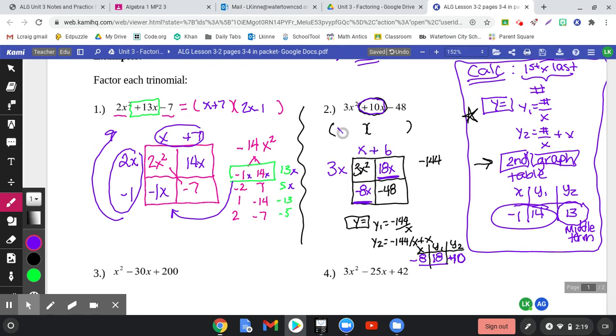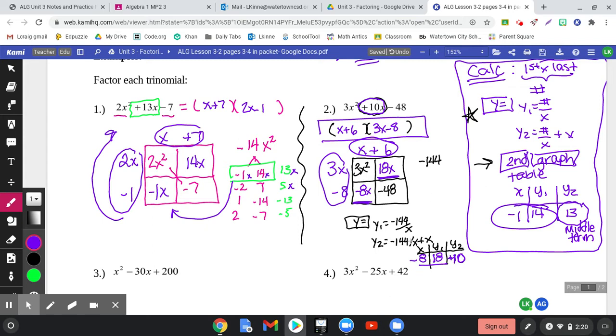There's your first or your second. It doesn't matter which set of parentheses it goes in. And then finally, what would you multiply x by to get negative 8x? Negative 8. There's your other set of parentheses. And if you check everything, 3x times x, 3x squared. 3x times 6, 18x. Negative 8 times x is negative 8x. Negative 8 times 6 is negative 48. You have all your values there.